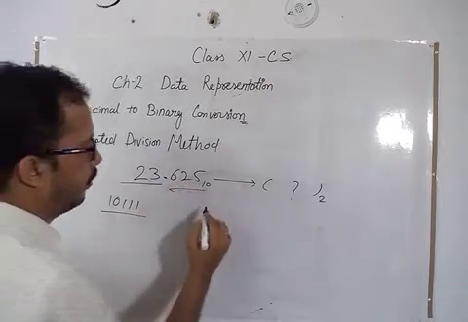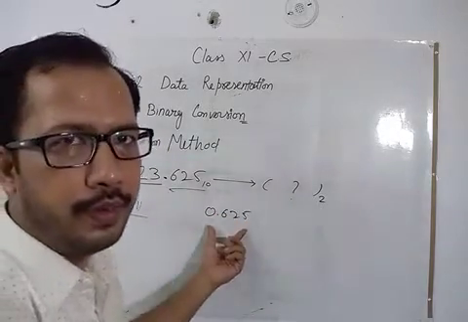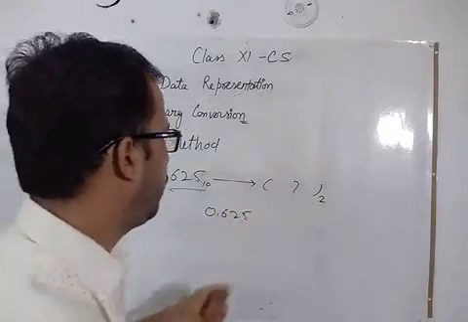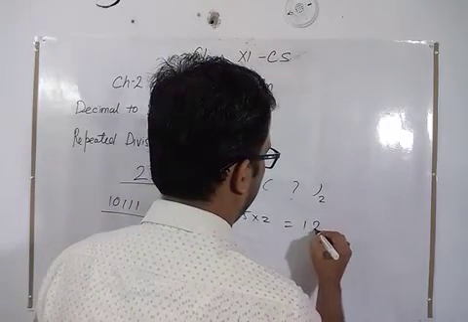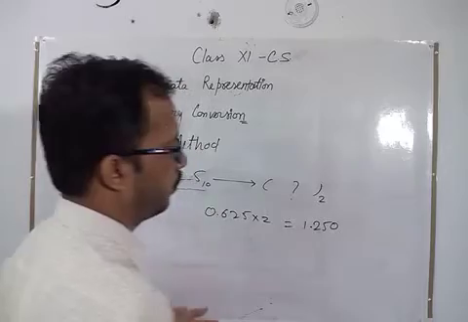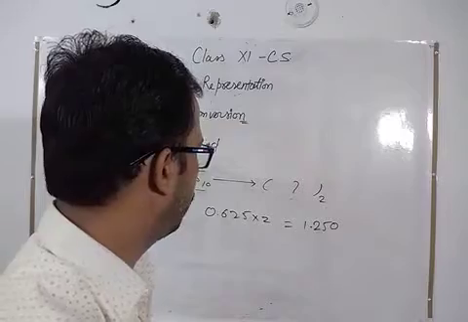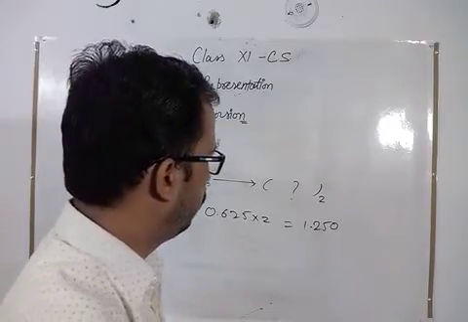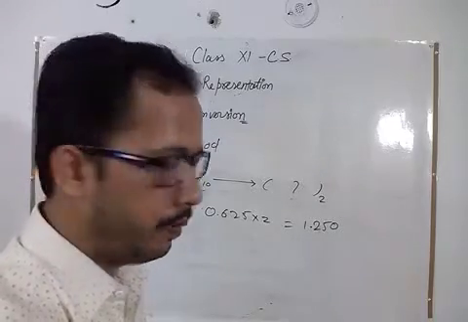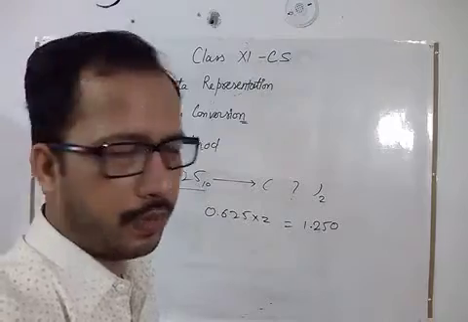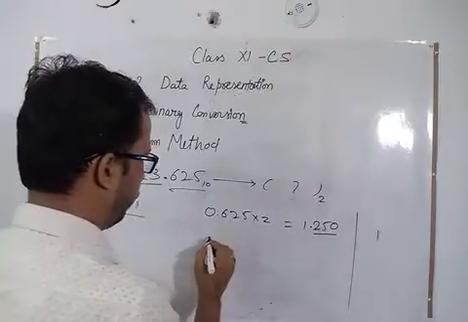And for this part we have 0.625. We will multiply 0.625 by the base, which is 2. So we will get 1.250. So there we have two parts, the left side of the decimal point and the right side of the decimal point. So this I will write here and this I will write here again.